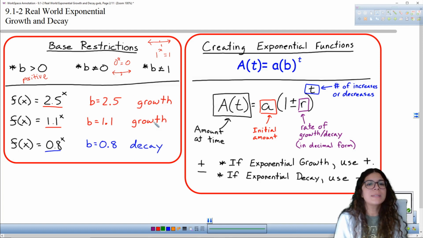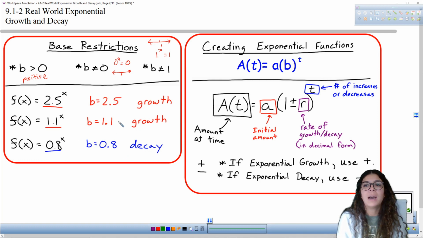Okay, so just some quick examples, because I really don't think it's going to be difficult for you to tell the difference between growth and decay. Here's a quick look at it. So we have 2.5 as the base. That's obviously bigger than 1, so that is growth. 1.1 as the base. That is also bigger than 1, so that is growth as well. 0.8 is smaller than 1, so that is decay.